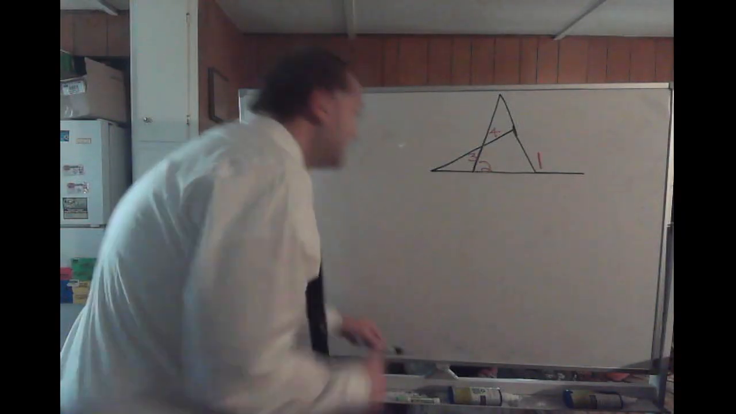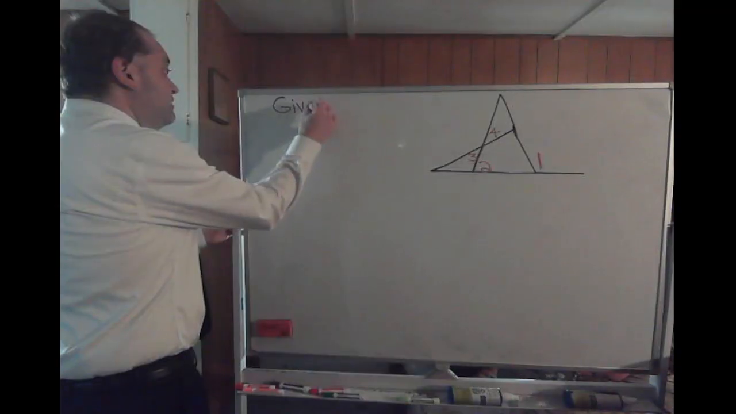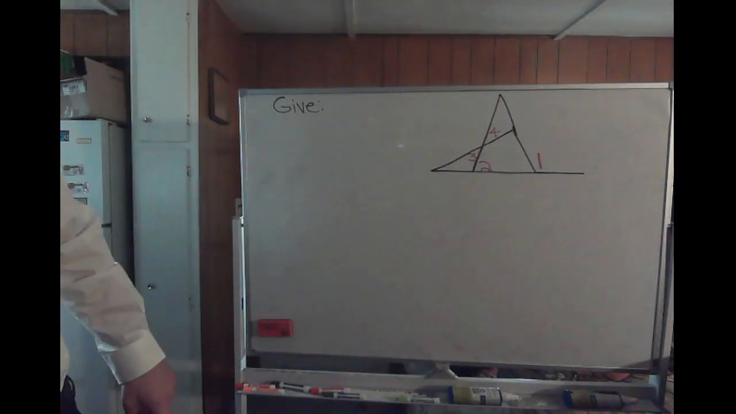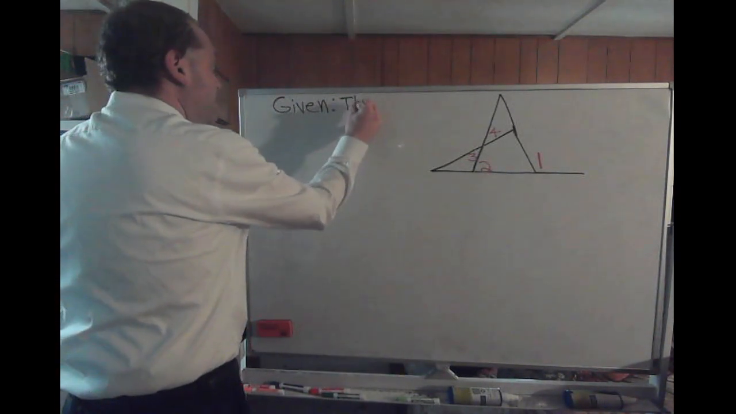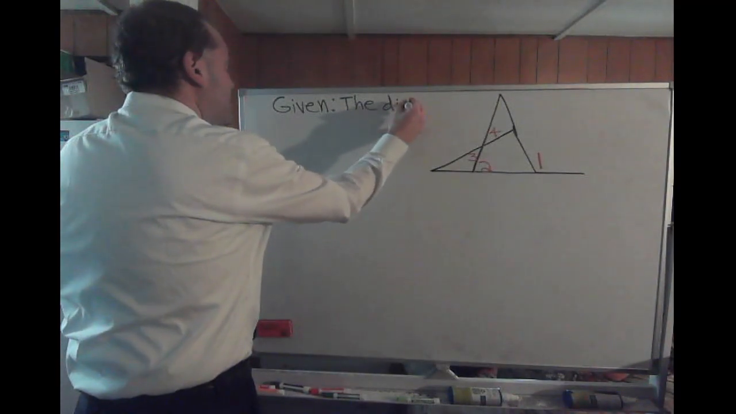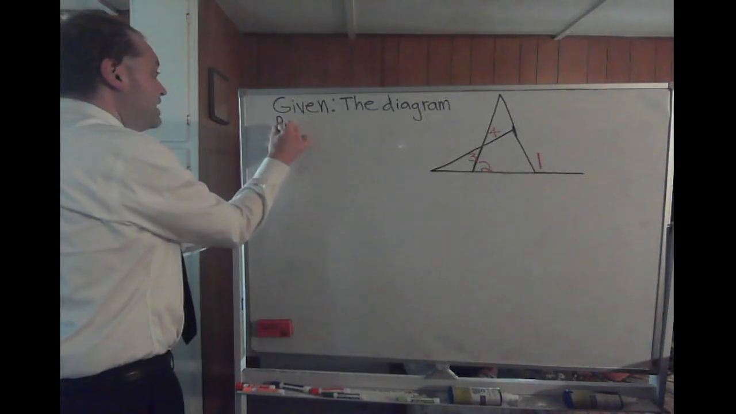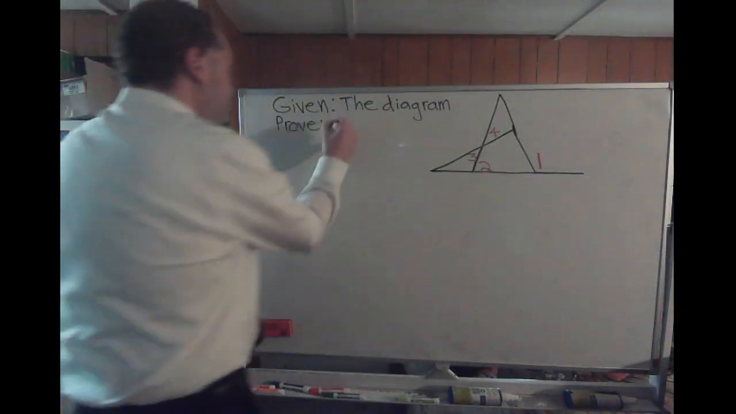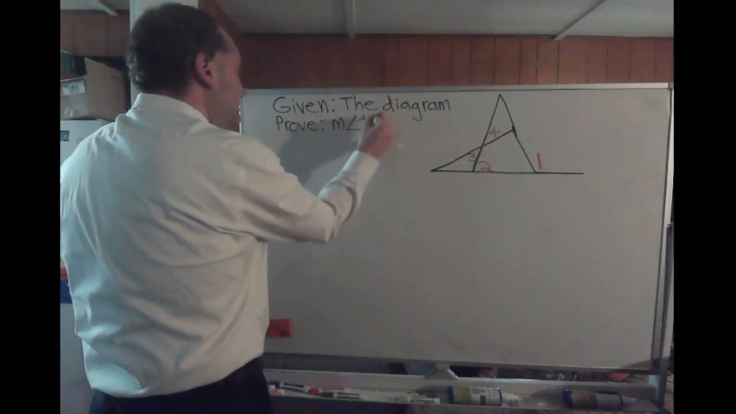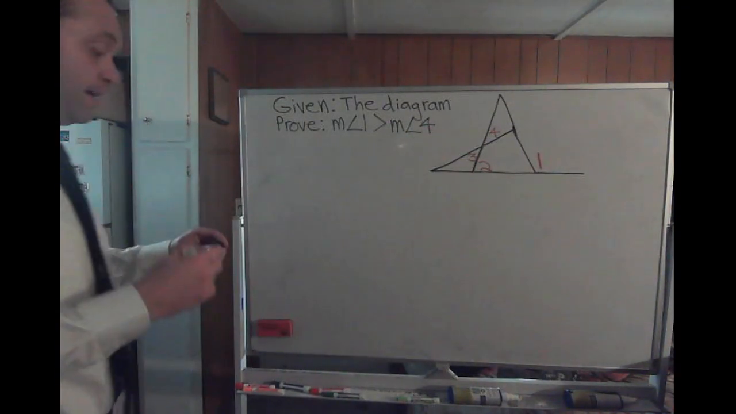Okay, so what do they give us? They give us the diagram. Wow, that's a big help, isn't it? That's okay, we got this. Sometimes that's all you get is the diagram. What do they actually want us to prove? They want us to prove that the measure of angle 1 is greater than the measure of angle 4. All right.